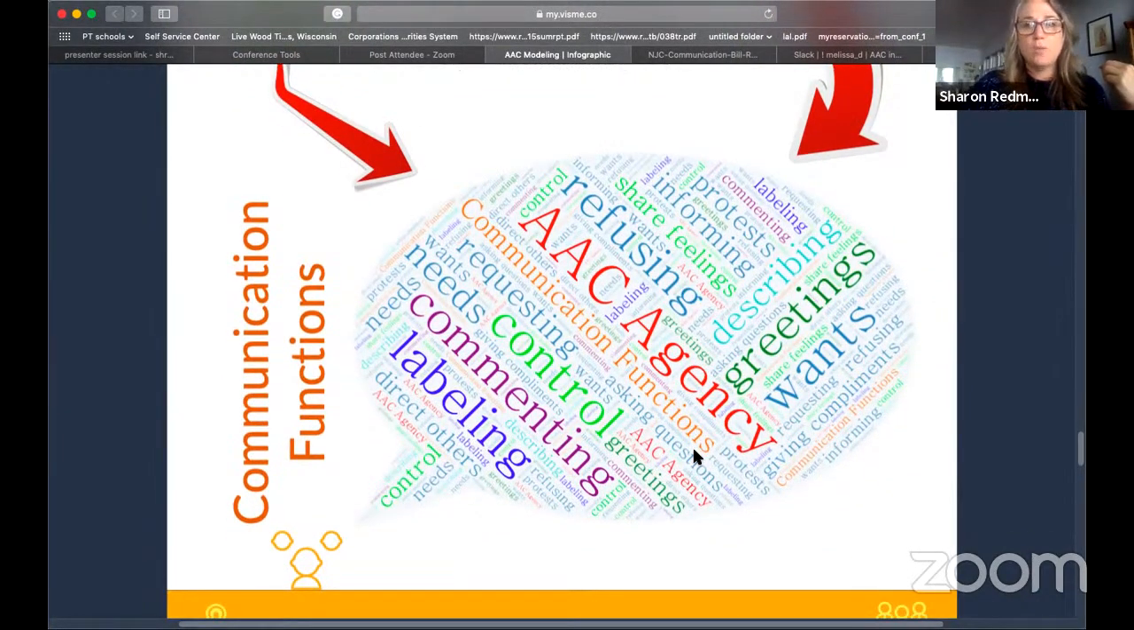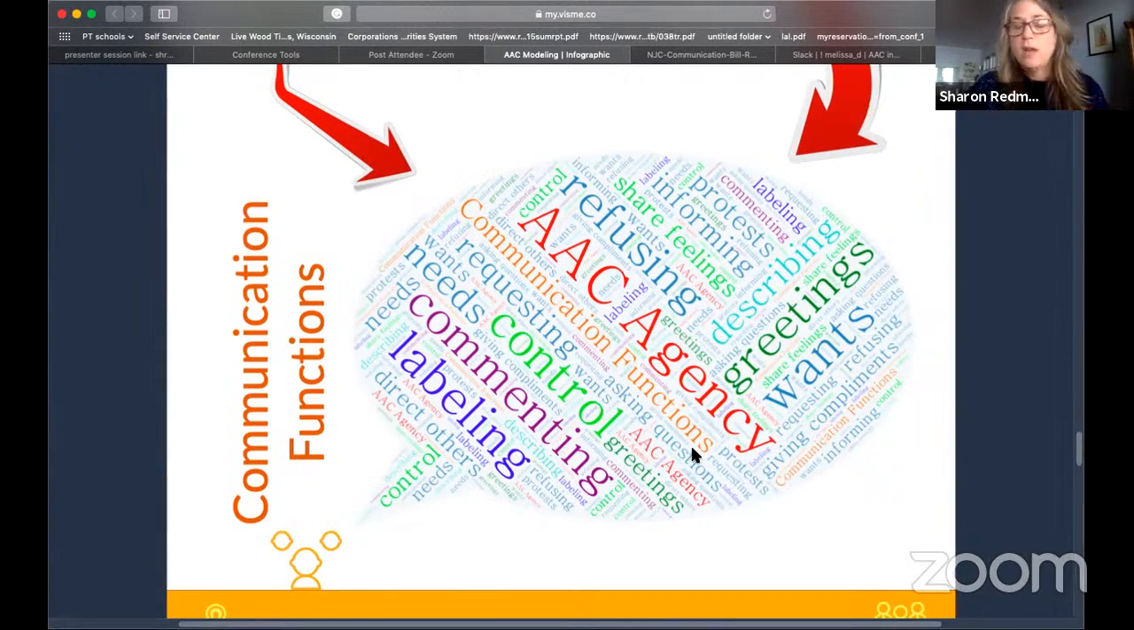is really important. We touched on this earlier, communication functions, right? I want to build this AAC agency. I want this to be student first, right? We know with the HAT model, with different models out there in AT, that the human being is first. We start with the individual. The SETT model, student is the first one that comes in. So we want to start with the student and the communication functions.